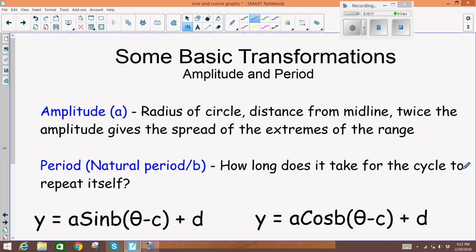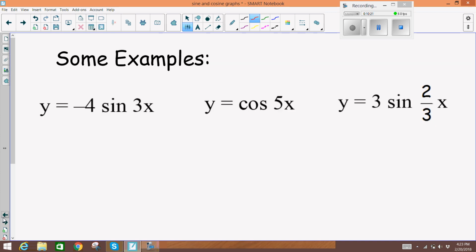Let's do a couple of examples here. I'm going to do the first one. The amplitude in this function is 4. You might be thinking it's -4, but amplitude is a distance, so it's the absolute value of this term a. The negative just flips the graph upside down, over the x-axis, because all the y values become negative. But the amplitude is 4.